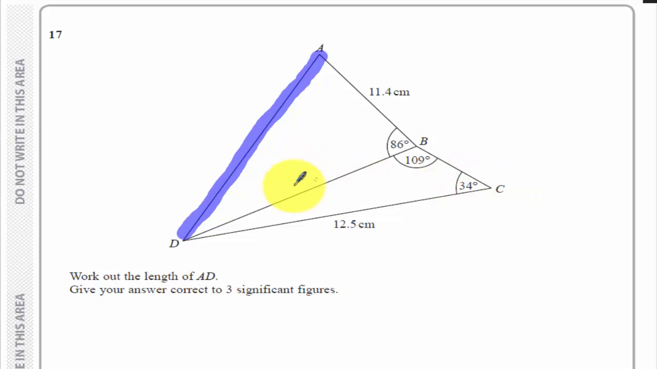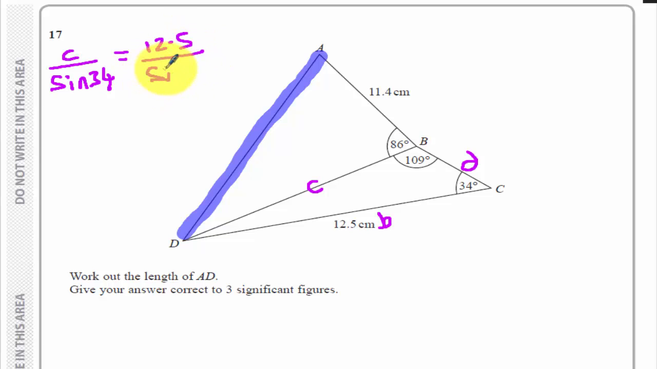Now, if this is capital letter C, in this triangle down here, DBC, just for this part of the question, I'm going to call that line C, and this line is little b, and that line is little d. If I can work out C here, the length BD, I will then be able to use the cosine rule to work out AD. From my knowledge of the sine rule, I know that C over sine 34, so it's the angle opposite, will be the same as 12.5 over sine 109, the ratio there.